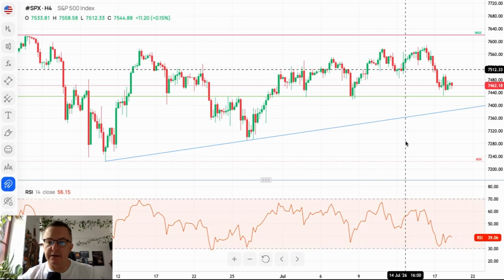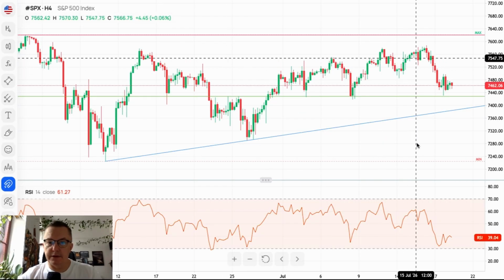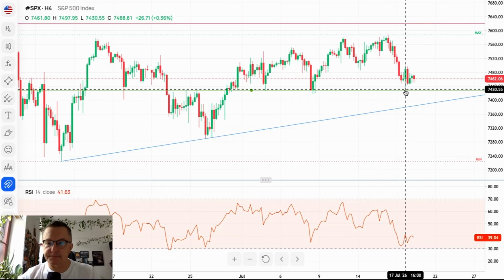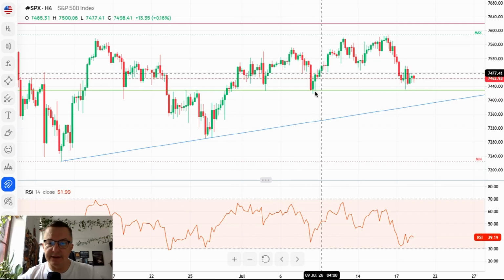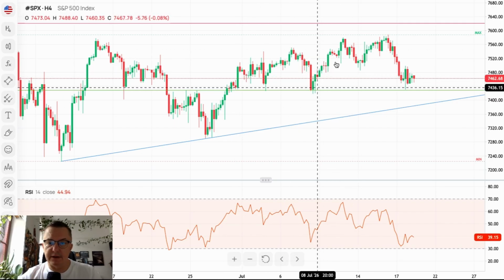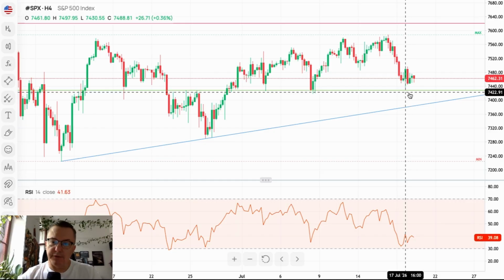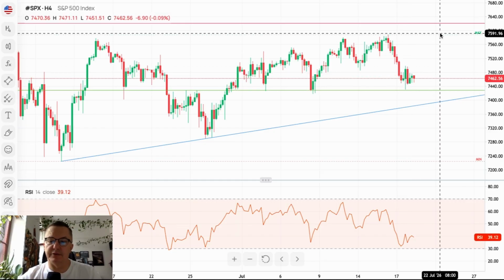S&P 500, early Monday morning, local low 7,430. As you can see, again, this level has been tested by the market participants. If it holds, there is a chance for another movement to the upside.